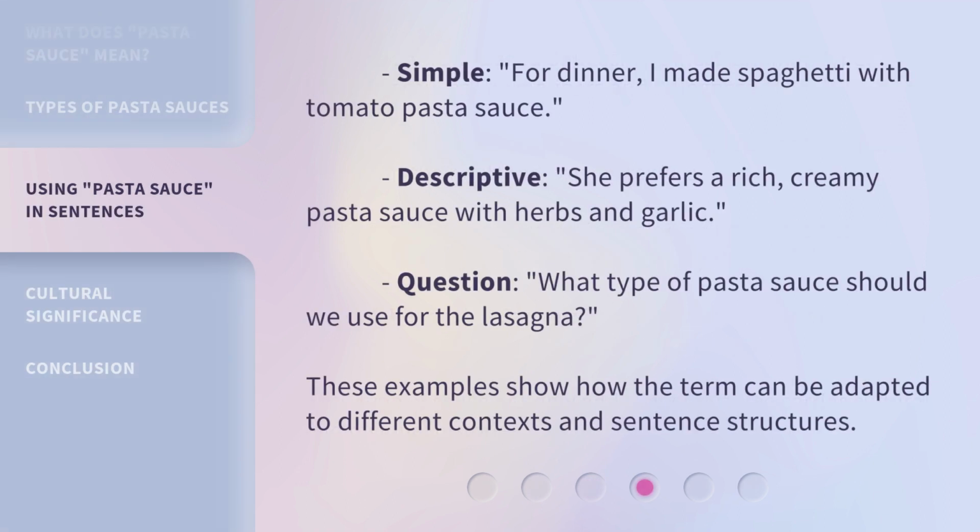Simple. For dinner, I made spaghetti with tomato pasta sauce. Descriptive. She prefers a rich, creamy pasta sauce with herbs and garlic. Question. What type of pasta sauce should we use for the lasagna? These examples show how the term can be adapted to different contexts and sentence structures.